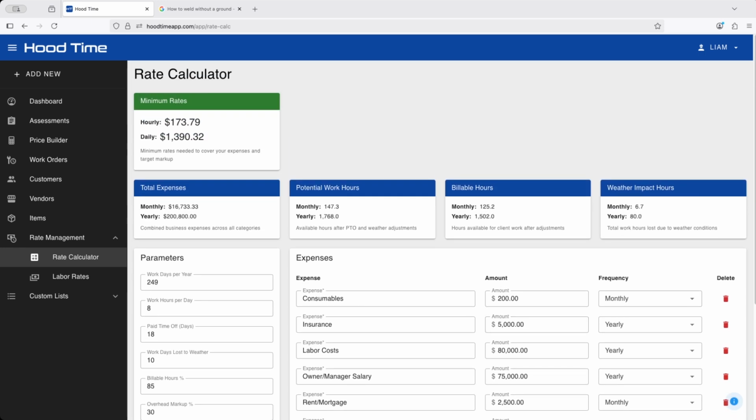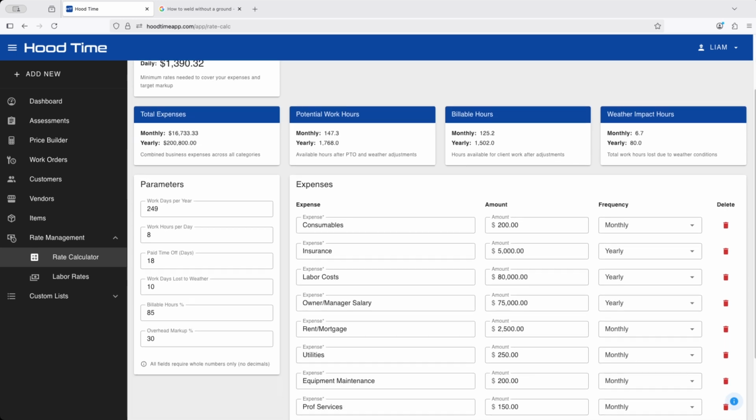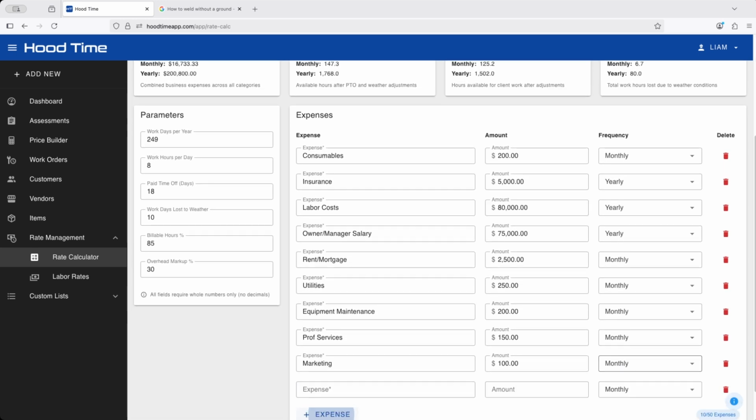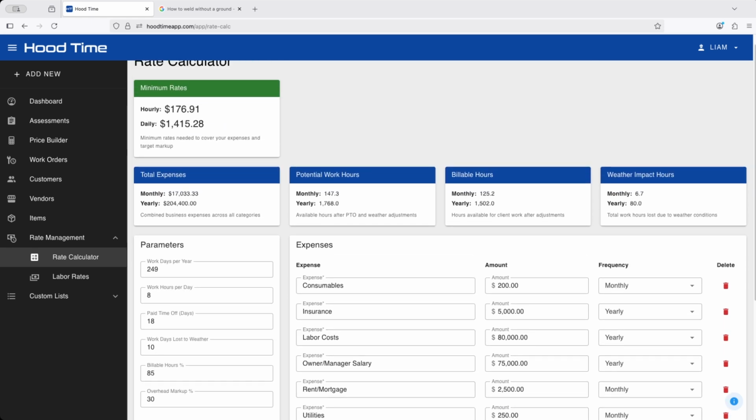These aren't arbitrary additions, these are the real costs of owning a business. Each small monthly expense compounds into thousands of dollars annually that must be recovered through your rates. We still haven't added vehicle costs, software subscriptions, equipment depreciation and replacement, and tools. Let me add another $300 monthly in miscellaneous expenses. Now we're at $177 per hour.